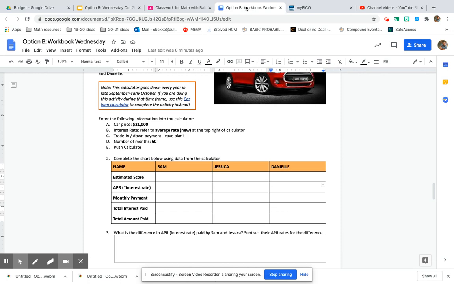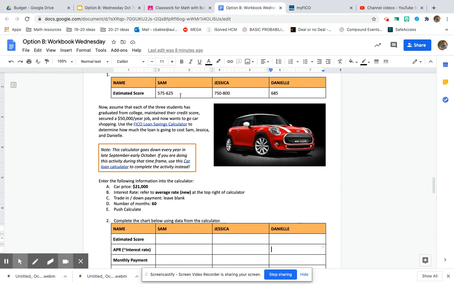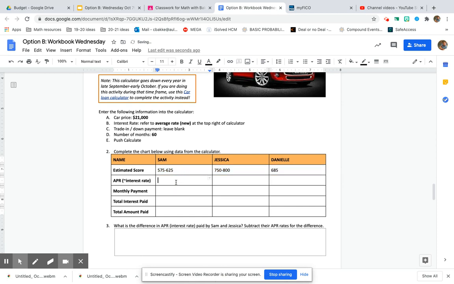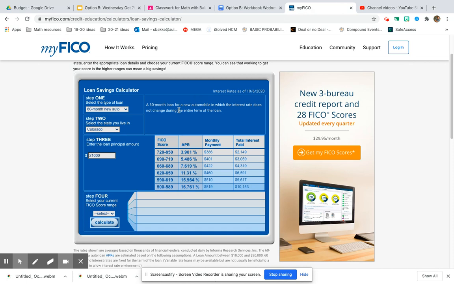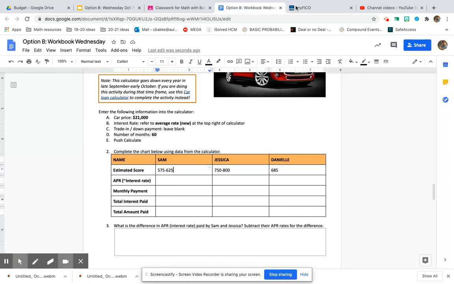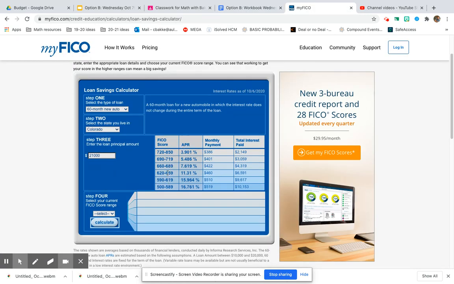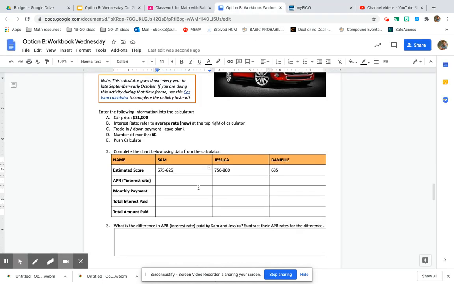So when we go back to the workbook over here, first we need to go ahead and copy back down the estimated scores. So I'm just going to copy and paste all of those scores right there, and we'll go one at a time. So Sam has a score of 575 to 625. So I'm going to go find that range. And that's going to fall in a couple different categories. So it might make sense, guys, with these ranges, let's pick a number in between there. I'm going to pick a nice 600 to make it easier for me. Over here, I'm going to pick a number in the middle. I'm going to use 775.